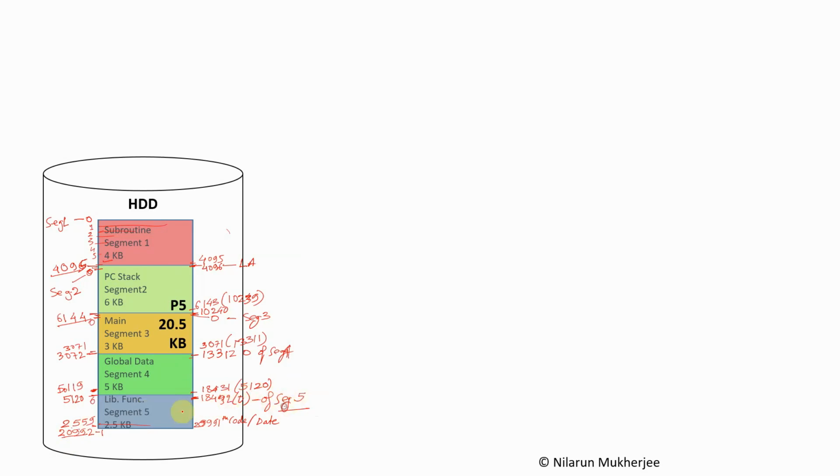2559 of segment 5. So now we see that the process is broken into several segments, and each segment has a starting 0 and end address, which is different from the actual end address of the logical address if the process is not broken. These are all the logical addresses.